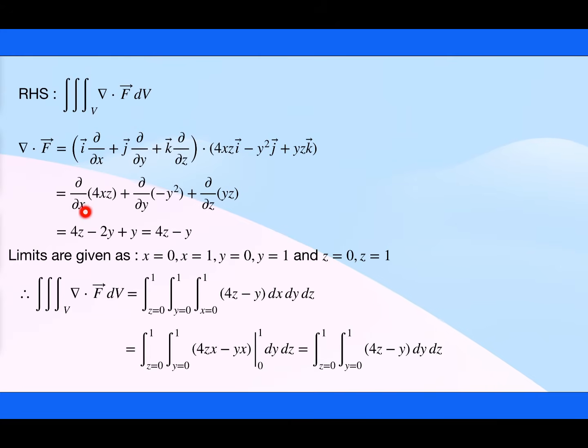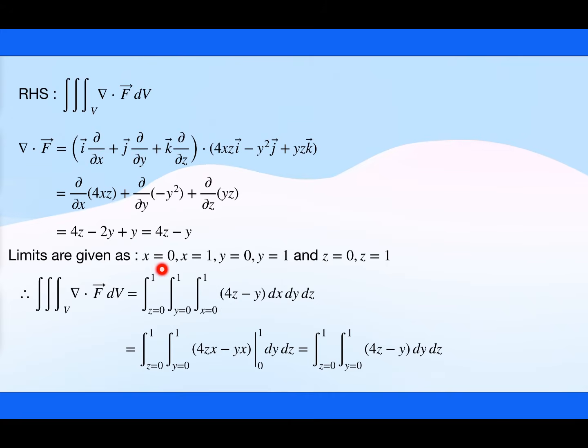So you have dou by dou x of 4xz, when you differentiate this with respect to x, which is 4z, and dou by dou y of minus y square when you differentiate, that is minus 2y, and dou by dou z of yz when you differentiate, that is plus y. So 4z minus 2y plus y, minus 2y plus y becomes minus y. So 4z minus y is your divergence of f vector, that is del dot f vector.